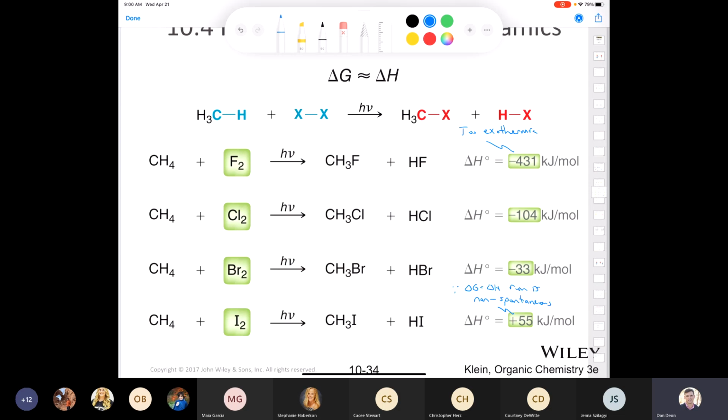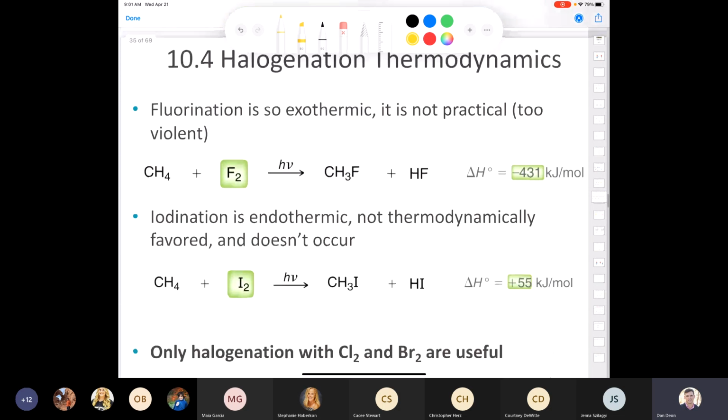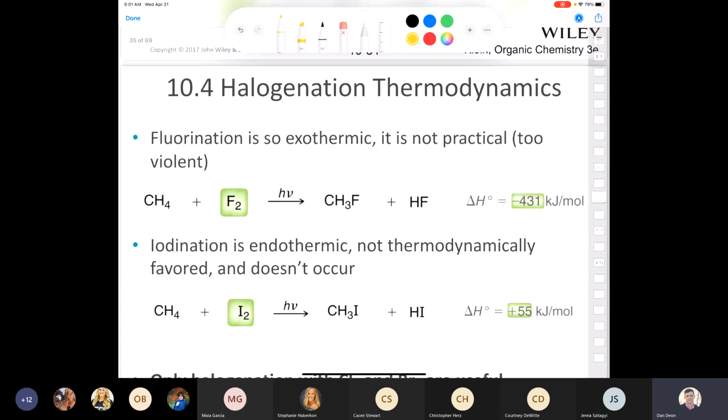So what's the take-home message from this slide so far? Fluorination is too violent to be useful. Iodination just plain old doesn't work. So that leaves us with two reactions. We could either do a chlorination or a bromination. See that both of those are exothermic. They're not overly exothermic. So let's analyze those two. Here on this slide, I just have a little blurb about the fact that fluorination is too exothermic and iodination is too slow.